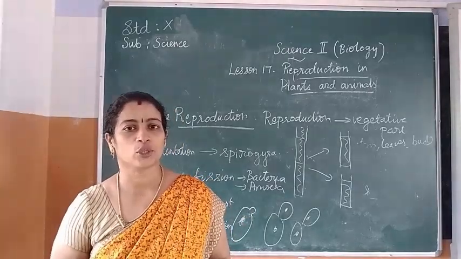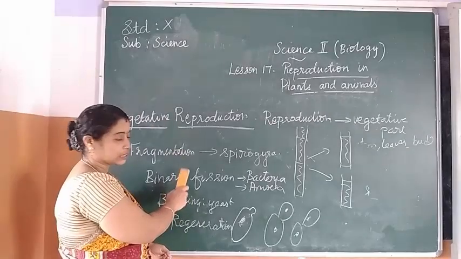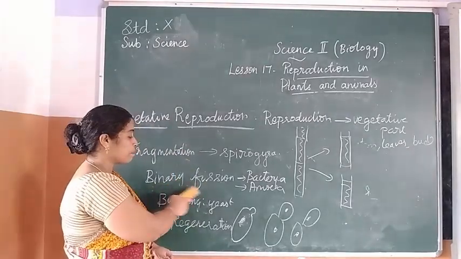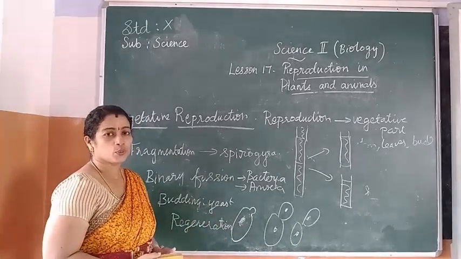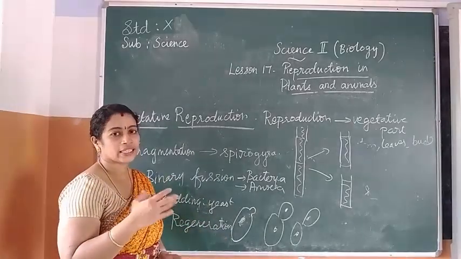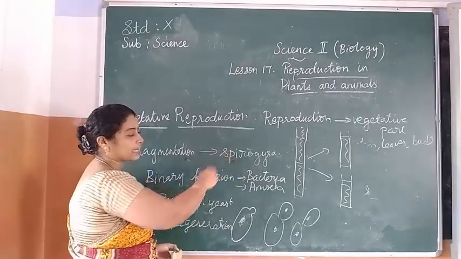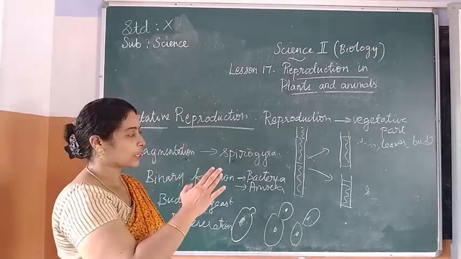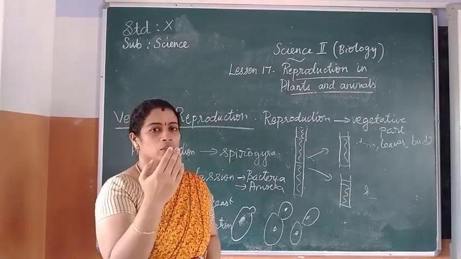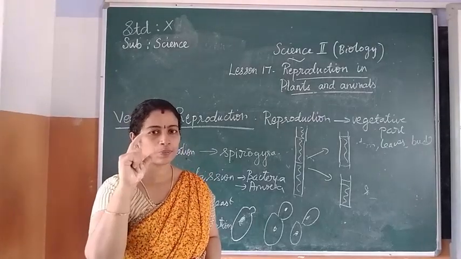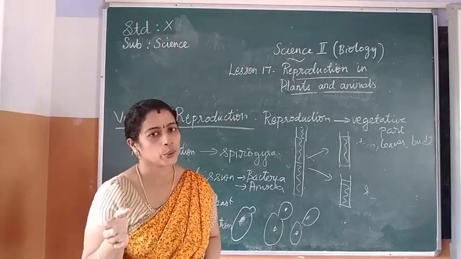Coming to vegetative reproduction in lower plants, there are four methods. First one, fragmentation. Second one, binary fission. Third one, budding. And last one is regeneration. These are the types of vegetative reproduction taking place in lower groups of plants. First one, fragmentation, example the alga Spirogyra. This filamentous alga will divide into pieces, and each piece, said to be a fragment, will grow into a new individual plant.